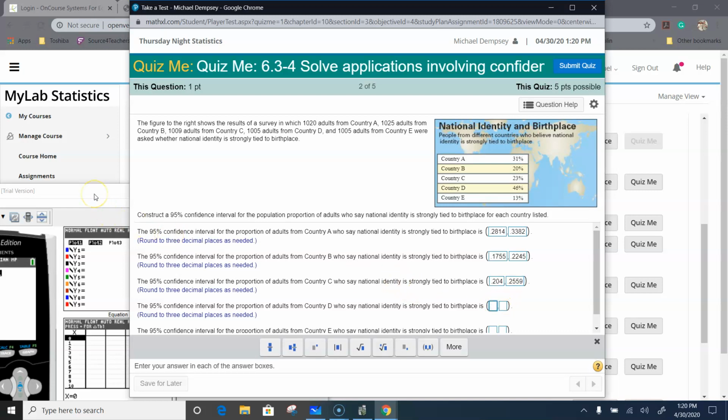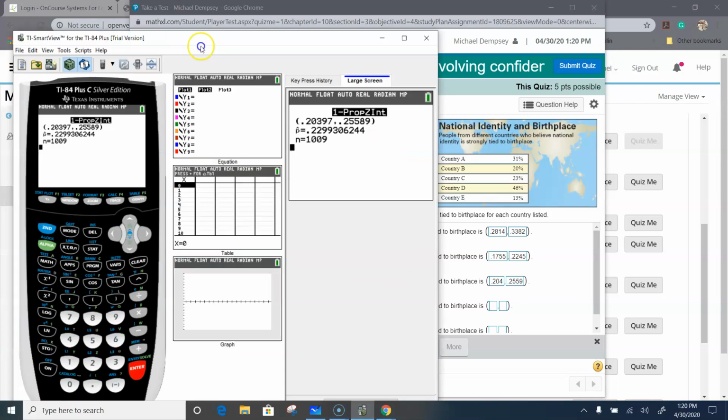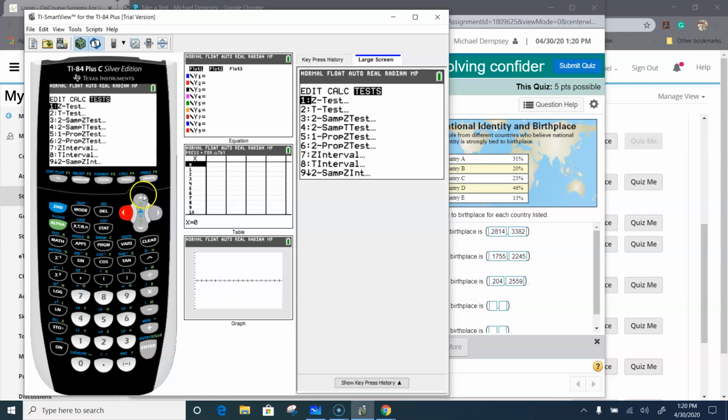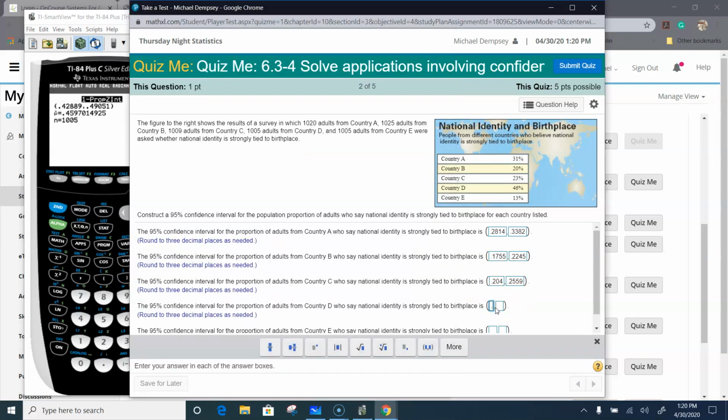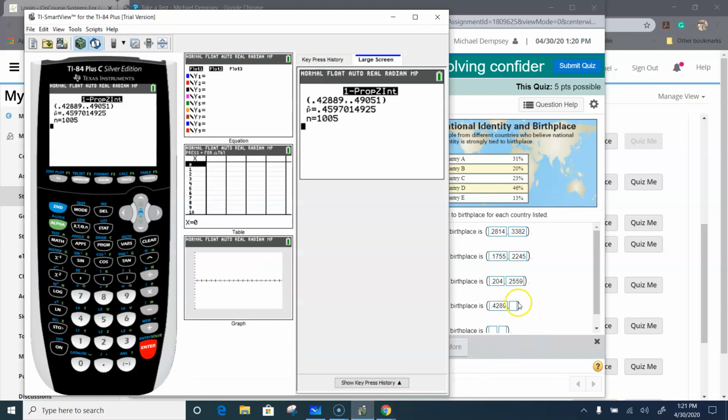And now we got country D. 46% of 1,005. So that would actually be 462. And still 95%. 0.4289. Up to 0.4905.